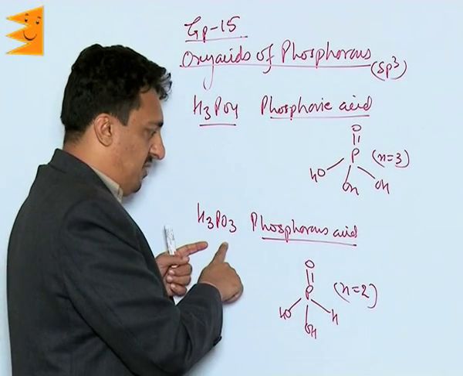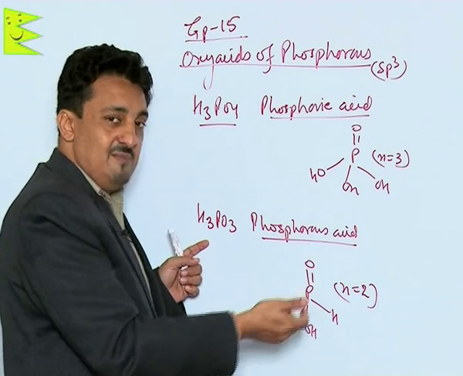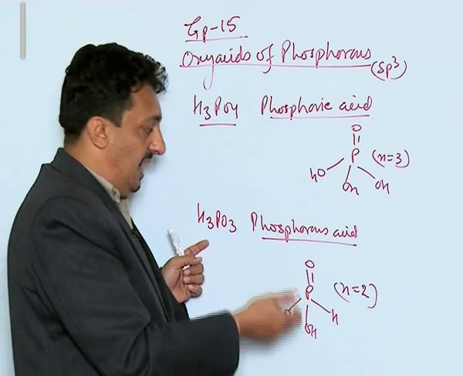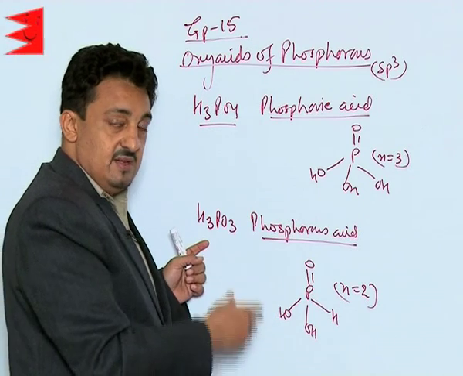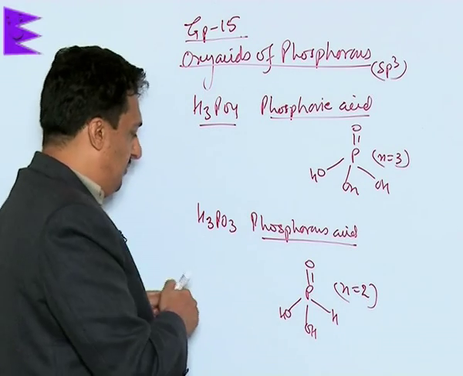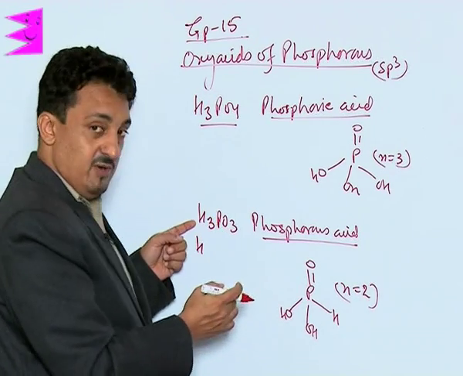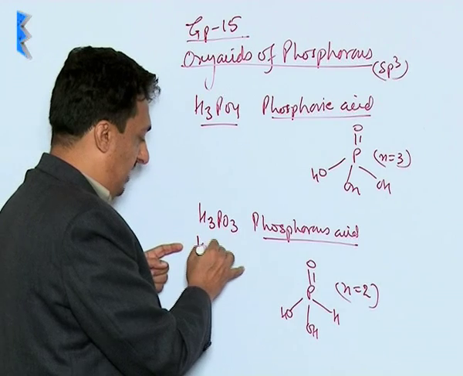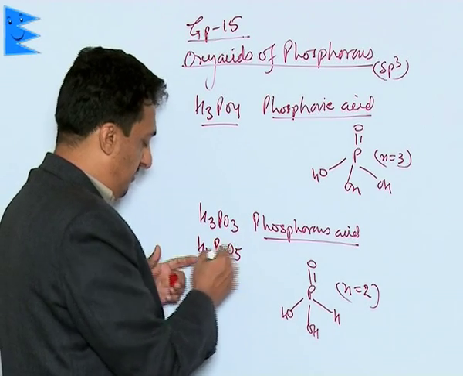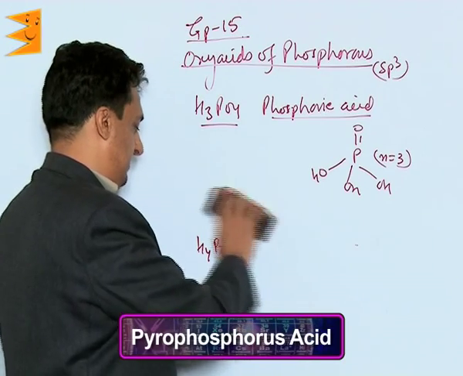Now this phosphorus acid, when heated, its 2 units combine with each other and it forms the double unit of this, which is called pyrophosphorus acid. When you double H3PO3, it becomes H6, so it becomes H4P2O5 after losing water. So that's called pyrophosphorus acid.